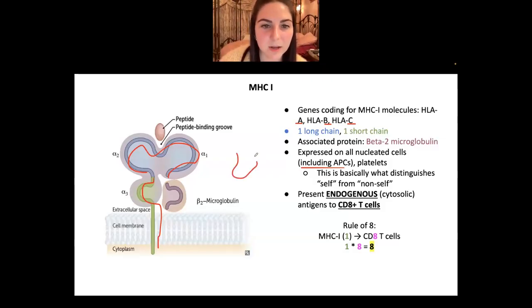So again, if the cells in the body engulf an antigen, let's say the virus example, now this macrophage ingested this virus. This would be an endogenous antigen because it's an intracellular thing. When it breaks it down and puts it on its surface, it's going to load it into an MHC class 1 molecule, and then present it to CD8 positive T cells.